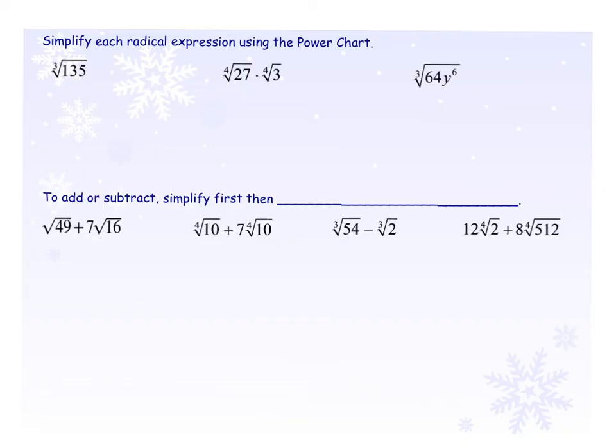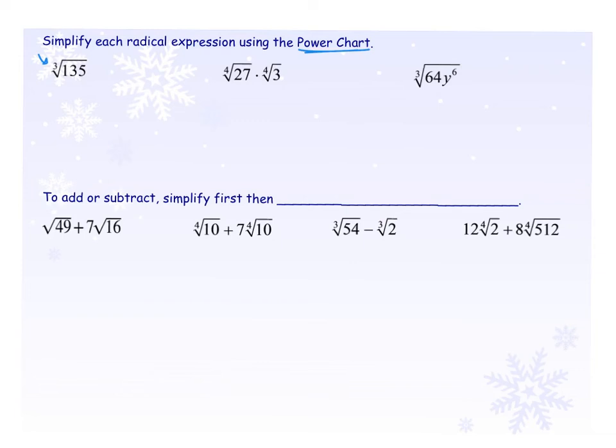We end lesson 6.2 kind of like how we started lesson 6.1. Grab that power chart. You're going to want to use that to simplify the problems on this slide. It says simplify each radical expression using the power chart. Now remember we talked about finding values that are in the columns for each of the types of powers, either perfect squares, perfect cubes, fourth powers, and so on. It all depends on your index value.